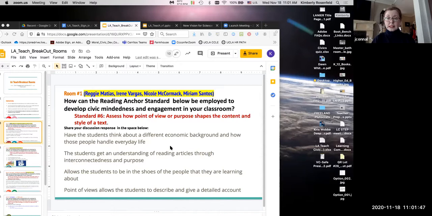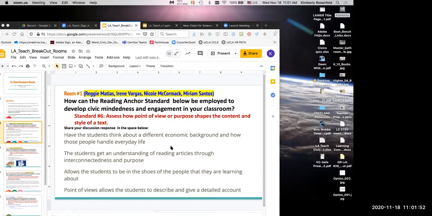What we discussed was how point of view can help shape the content by allowing the students to be in the shoes of the person that they're reading about. Like in a history class, reading historical text, they can put themselves in the author's shoes, and then think about what this author was thinking at that time when he was writing this piece. And that's pretty much it. Love it. Thank you very much. Let's go to group two, room two.